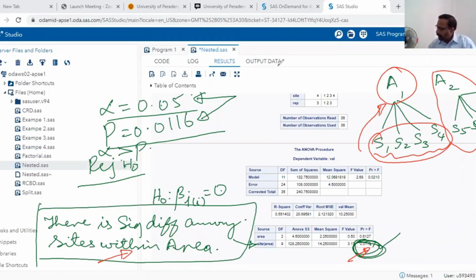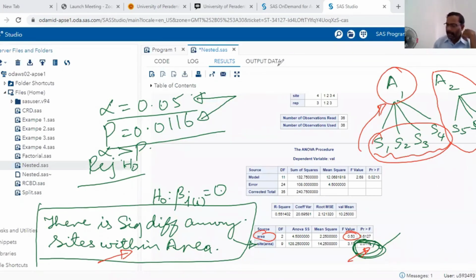Right? Now, how to get the second? Any question about this? This is about the site effect. Now, what about the area effect? For the area effect, we cannot consider this calculated value, because it is divided by the error term. Any questions? Because I'm going to erase this. Now we are going to look at how to interpret the area.